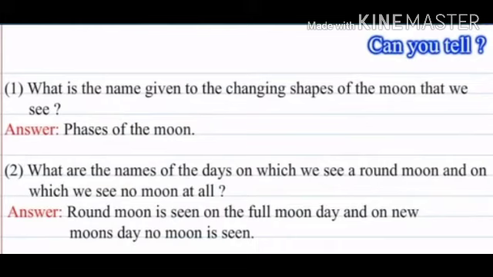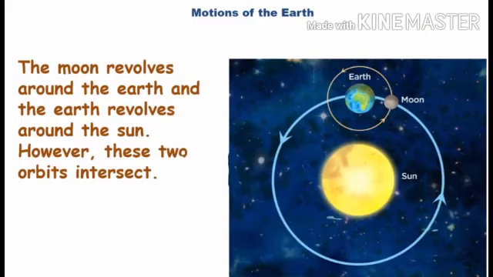What are the names of the days on which we see a round moon and on which we see no moon at all? Round moon is seen on the full moon day, and on new moon day no moon is seen. We call them Purnima and Amavasya. Now we are going to study about it.